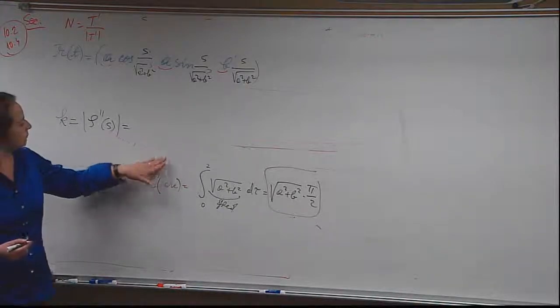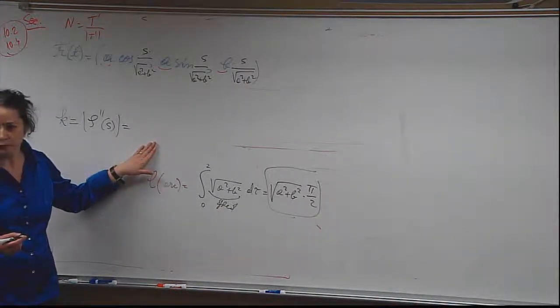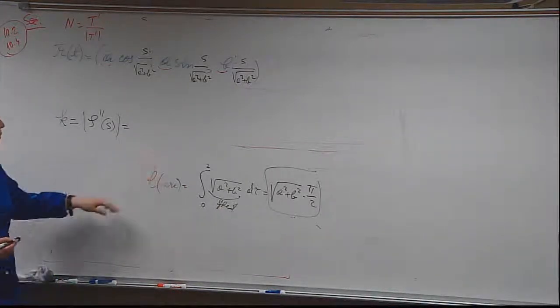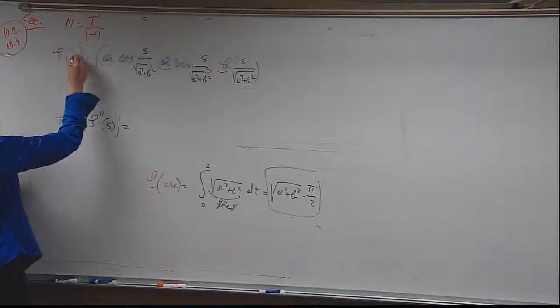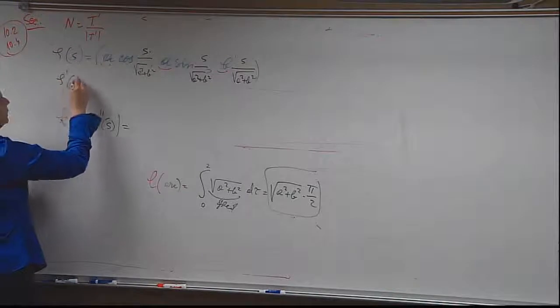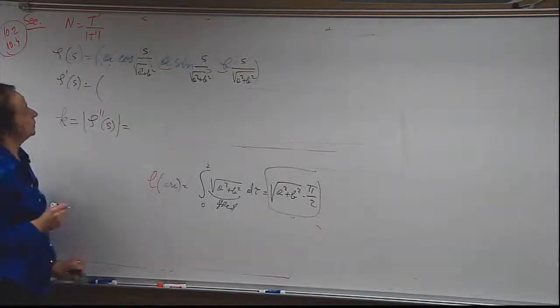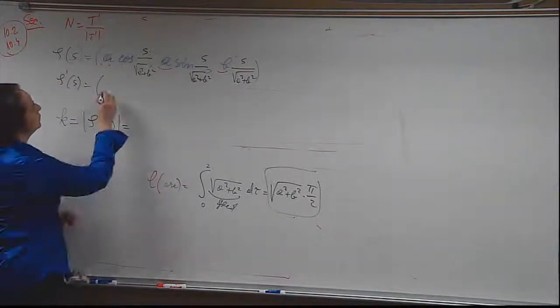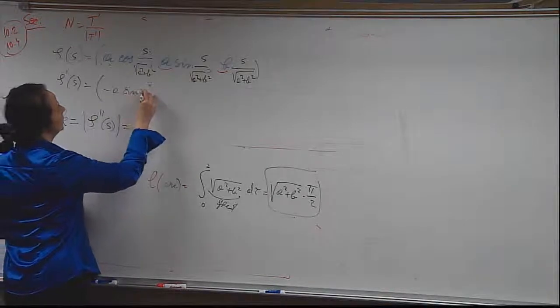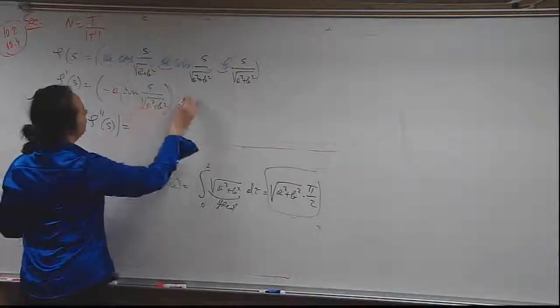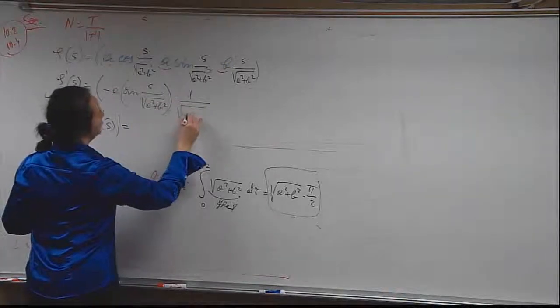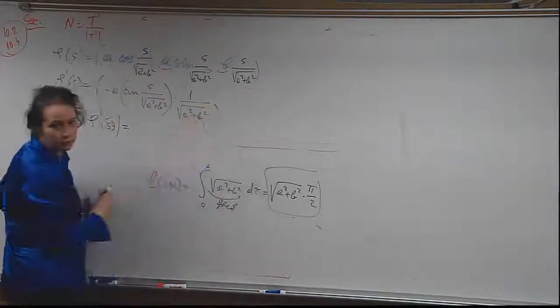Now, who can help me finish my goal for today? Is this hard? This is rho of S. So you have to tell me with the derivation, is it hard? No. Minus a sine of the whole thing times 1 over square root of a squared plus b squared, because I'm applying the chain rule, right?